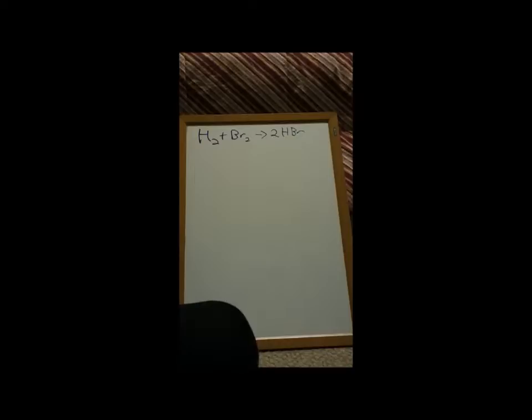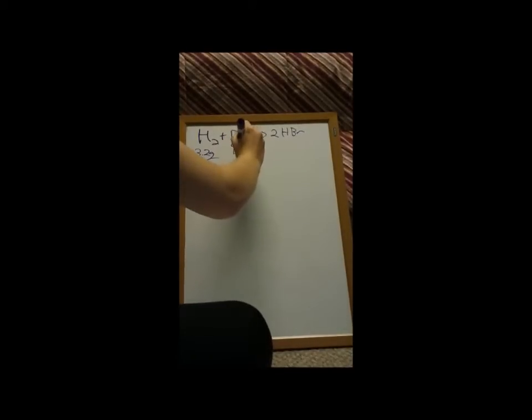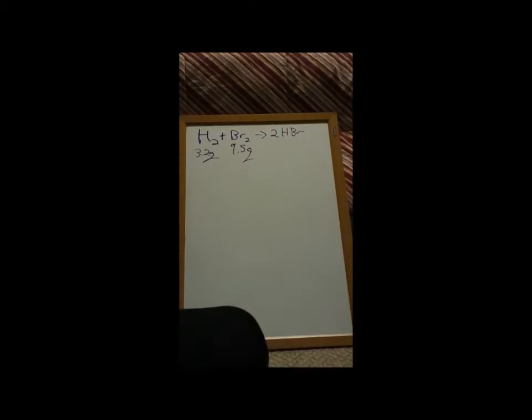Okay, this is problem number 4 from stoichiometry section 3, and it's hydrogen gas plus bromine gas react to form hydrogen bromide gas. And this is already the balanced equation. So part B says 3.2 grams of hydrogen gas and 9.5 grams of bromine gas react. What is the limiting reagent?